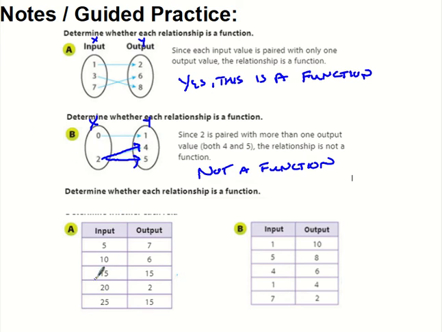Another way is just an input-output table, which is what we've been looking at for a while now. I have input-output tables with x's and y's. So what I want to see is, every time I put in a certain number, will the same number come out? Well, if I look at all my inputs, I have 5, 10, 15, 20, and 25. I don't have any numbers being repeated, so this is automatically a function. Okay, this is a function. Yes, this is automatically a function, because I didn't input 5 twice, so therefore it can't not be a function. So this is a function.